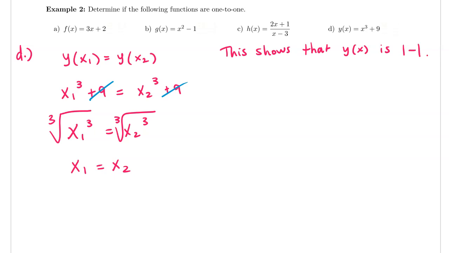So in all of these examples, all of them were 1 to 1 except for part B. This was not 1 to 1, and the other functions were 1 to 1 functions. So why are we putting all of this effort into finding out whether a function is 1 to 1 or not? Well, it turns out that the purpose of exploring 1 to 1 functions is so that we may look at something called inverse functions and whether or not those exist.